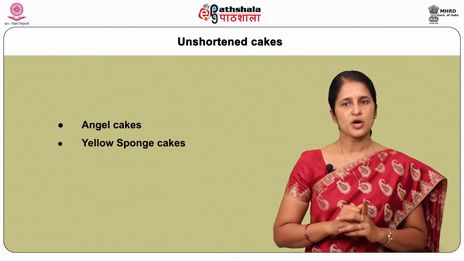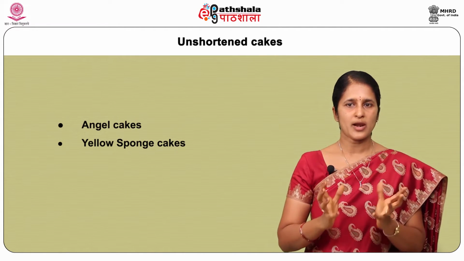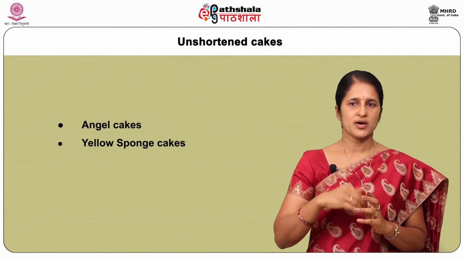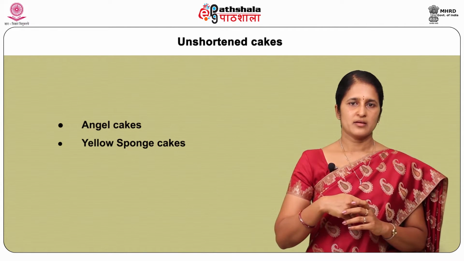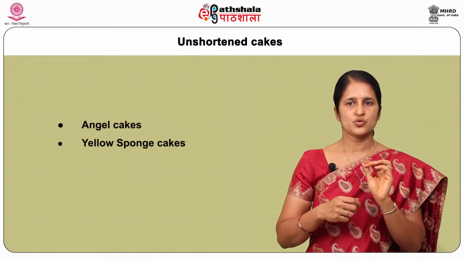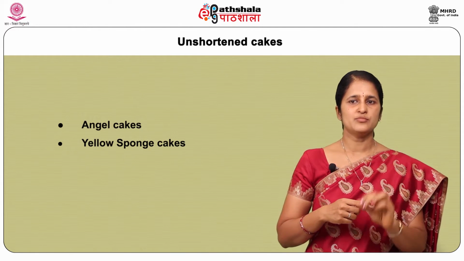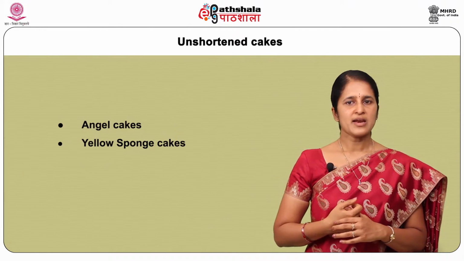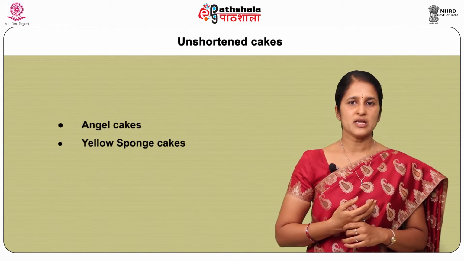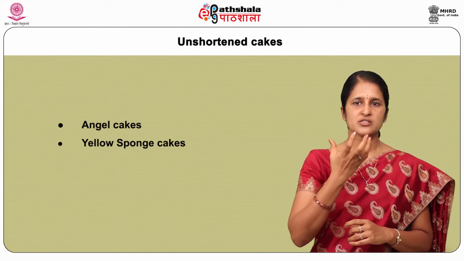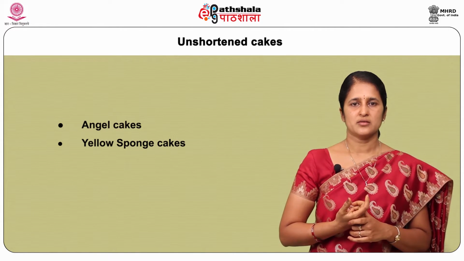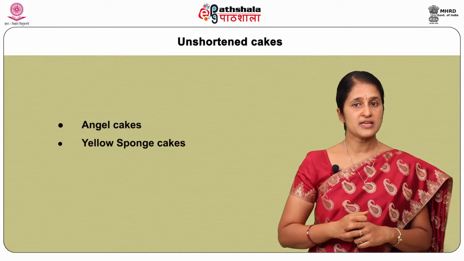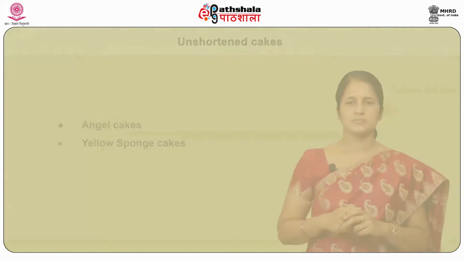Whereas yellow sponge cakes are prepared using the whole egg. First, beat the whole egg, then add sugar and beat it again. Then add a little quantity of sugar, salt, lime juice, and water, and mix well. Finally, add flour in small quantities and mix well until a smooth batter is obtained. Transfer the batter to the cake pans and bake it at 190 degrees for 30 minutes.